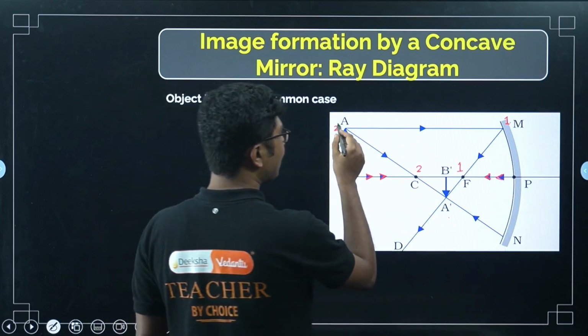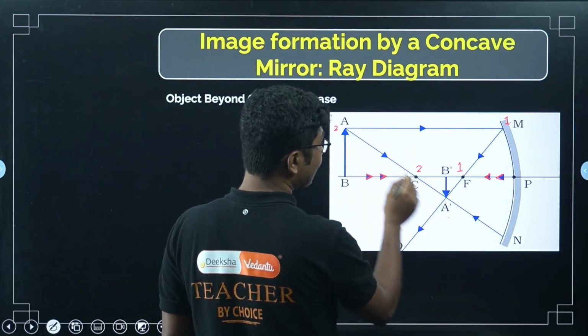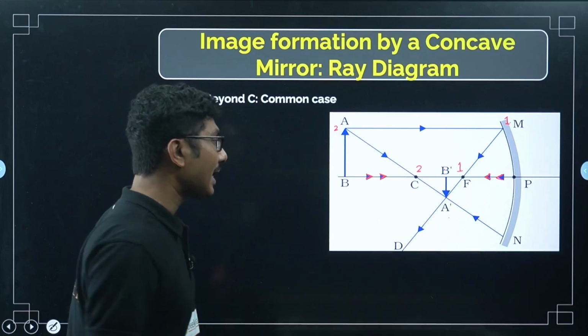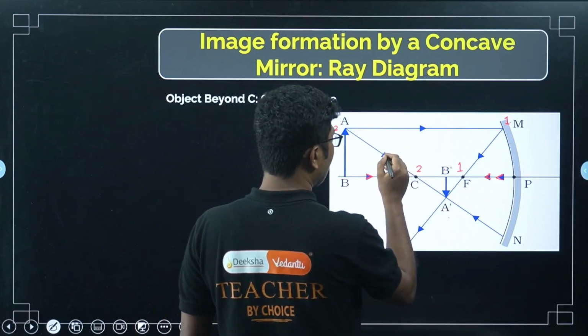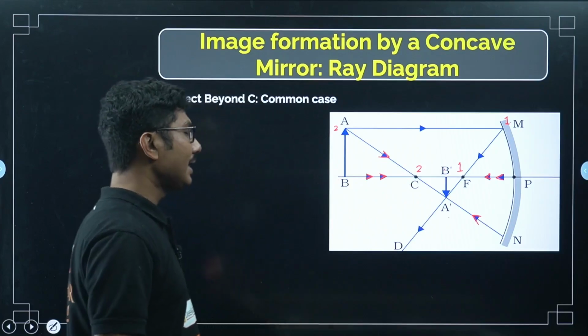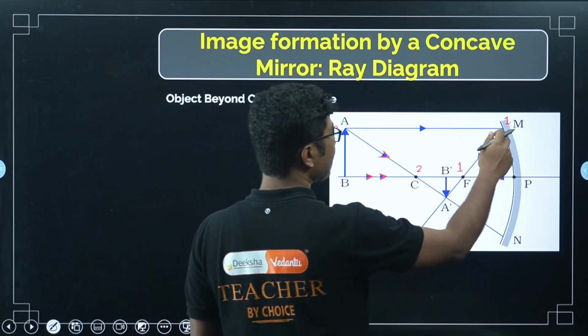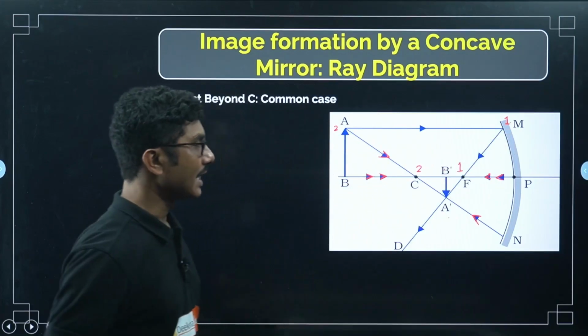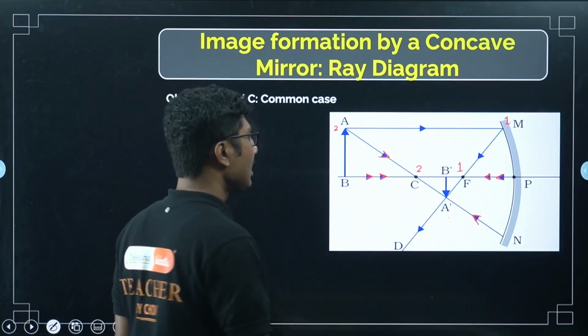So the principal ray passing through the center of curvature will come back along the same path. So a light ray traveling in this direction should come back in the same path, right? And whatever ray is parallel to the principal axis should pass through the focus. That is the basic principle of drawing the ray diagram.